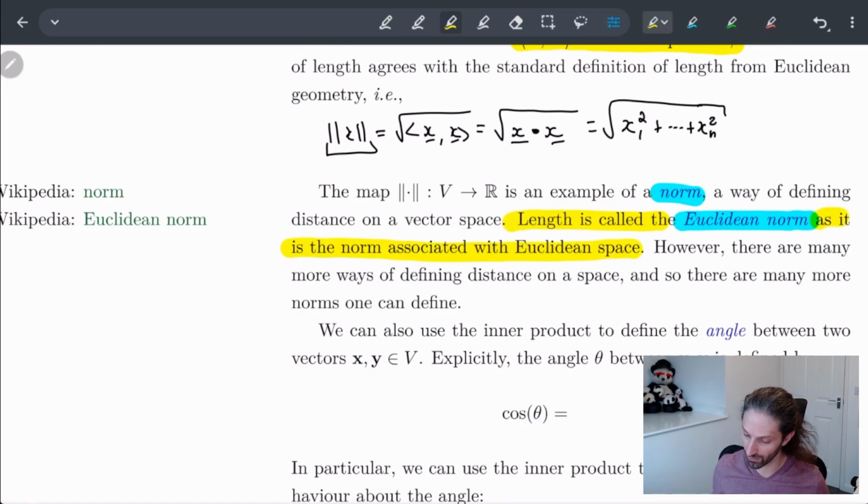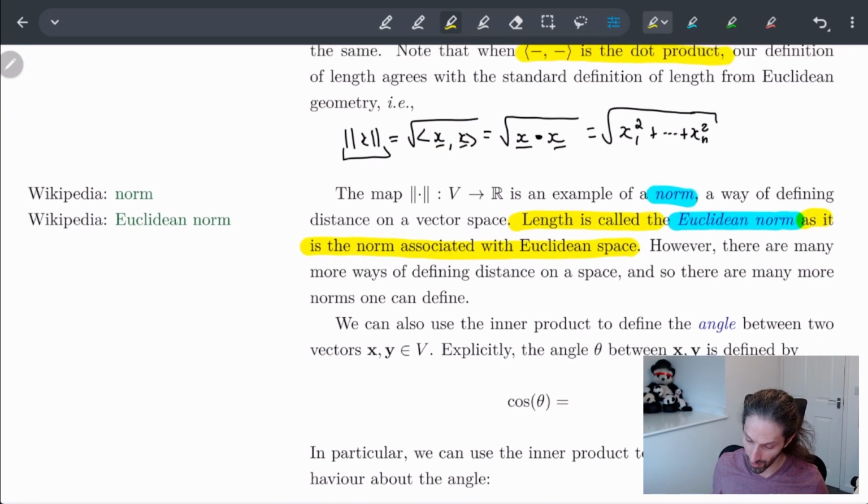But there are many different ways of defining distances on a space, so there are different types of norms we can define. We're not going to go too much into these, but just know there are many different ways of defining them, and you can go on Wikipedia and look at different norms. For us, we're just going to stick to the normal norm and length. Okay, so we got length.